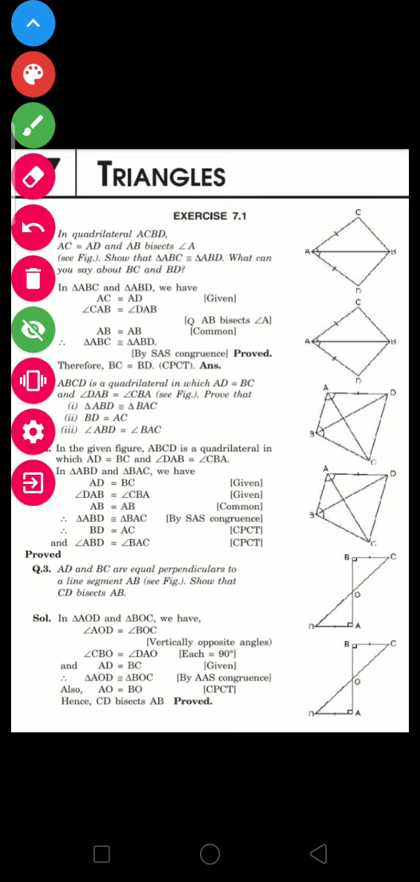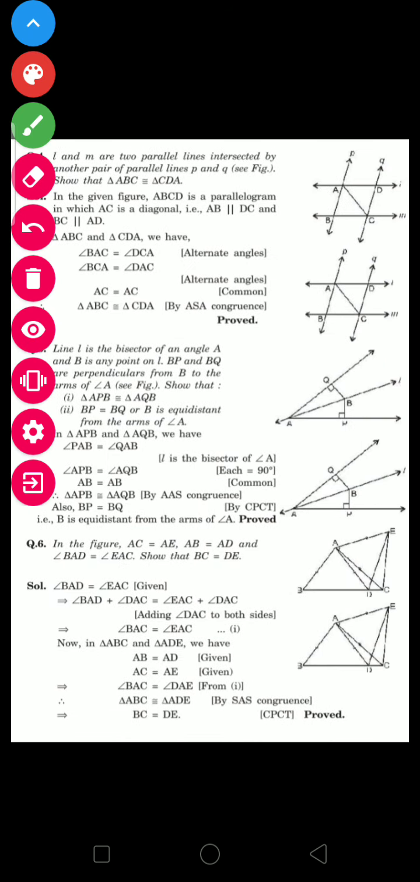Now, students, we have the next problem. It is written here, students, that is question number 4. The question is saying that L and M are two parallel lines intersected by another pair of parallel lines P and Q. This means the lines L and M are parallel and the other pair of lines P and Q are parallel, and both of these pairs are intersecting each other, and we have to prove that triangle ABC is congruent to triangle CDA, as you can look here in the diagram, in the figure.